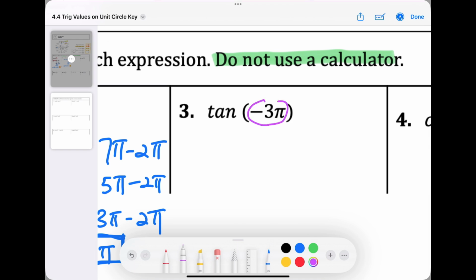Moving on, tangent of -3 pi. So you do know that -3 pi, there is no such thing on my unit circle. What should I do?